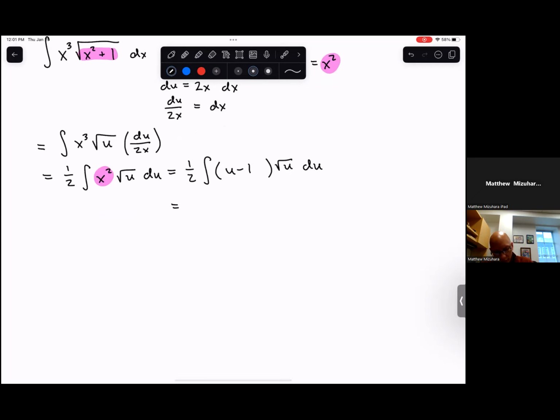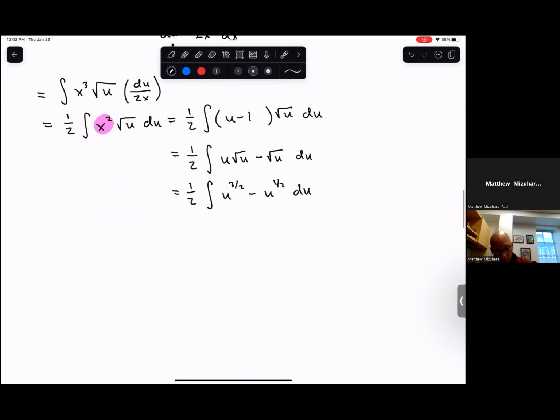And indeed, now I look at this and say, algebra looks a little bit nicer here. Let me do some algebra here. If I distribute the root u to both terms, I'm going to have u root u minus root u du. But that's none other than u to the 1 times u to the 1/2. That's u to the 3/2 minus u to the 1/2 du. And hey, look at that.